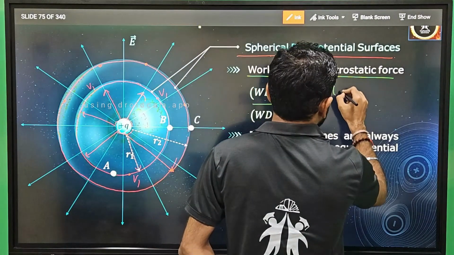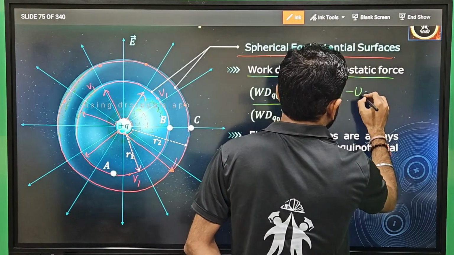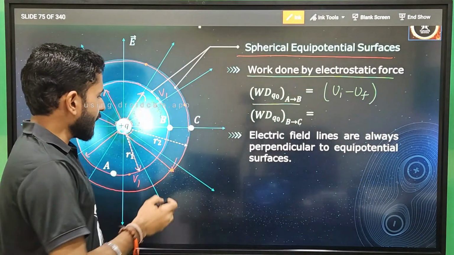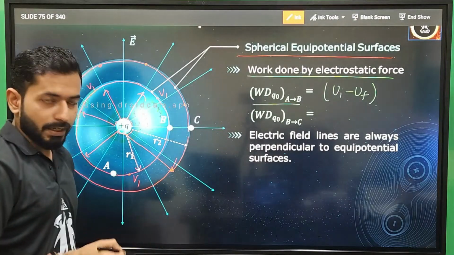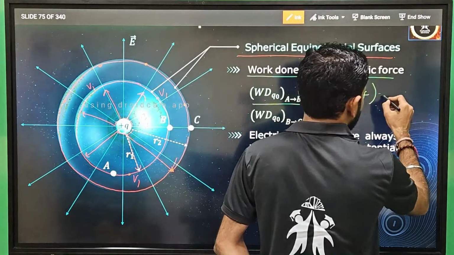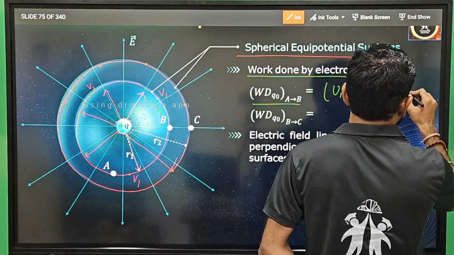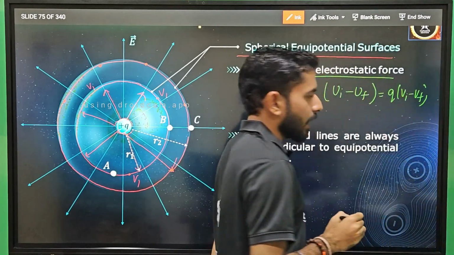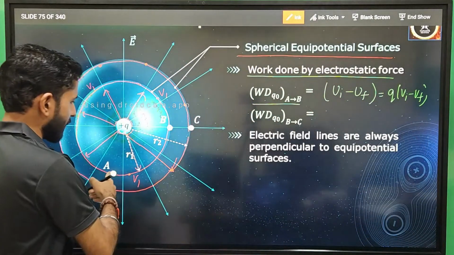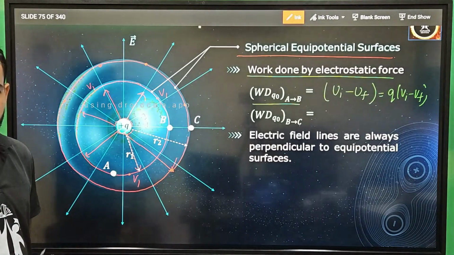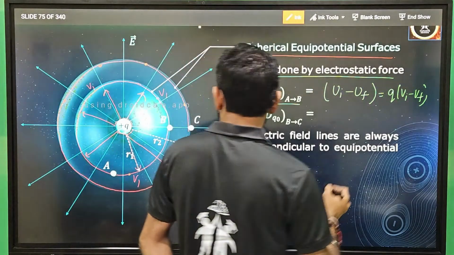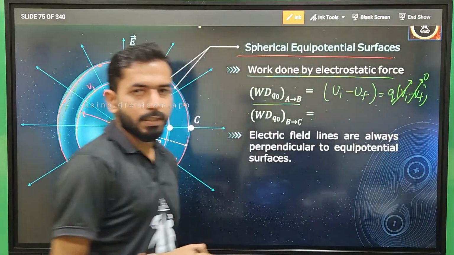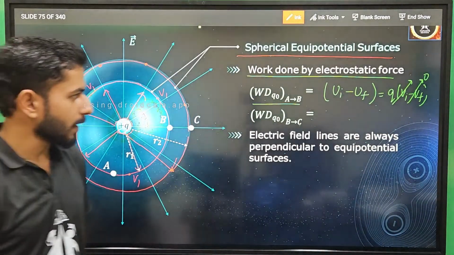I can write U initial minus U final, and this is a very obvious thing. The same thing can also be written as Q times of V initial minus V final, correct? Let's suppose the initial point is A and the final point is B. From A to B I am asking, and I can say that both are at the same potential. That means can I say both will cancel out each other? Yes or no? Did you understand?